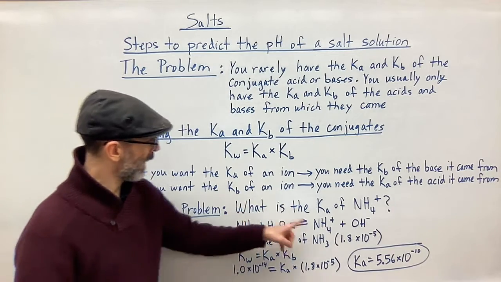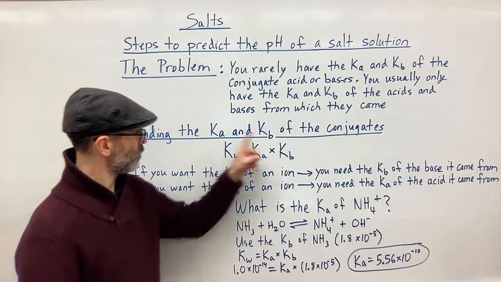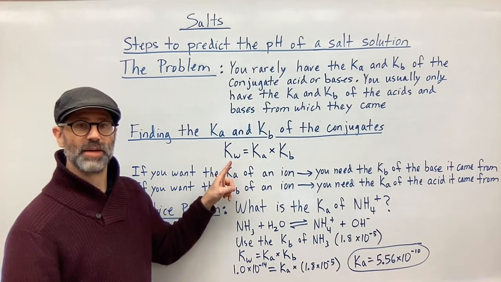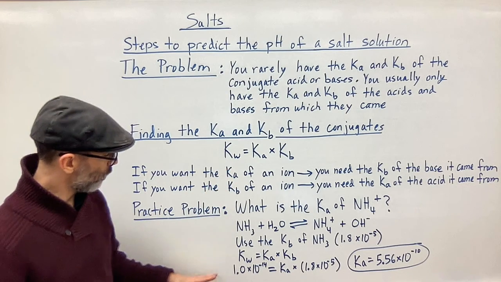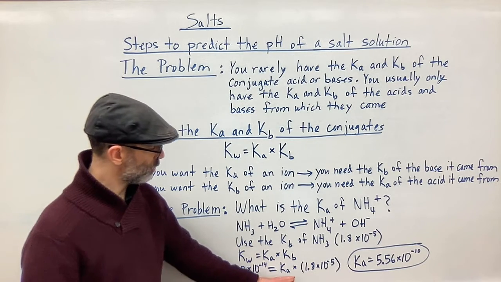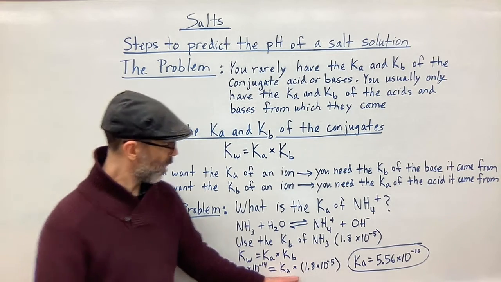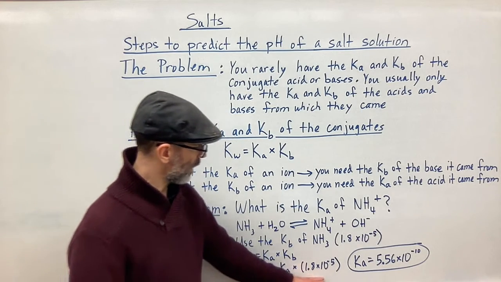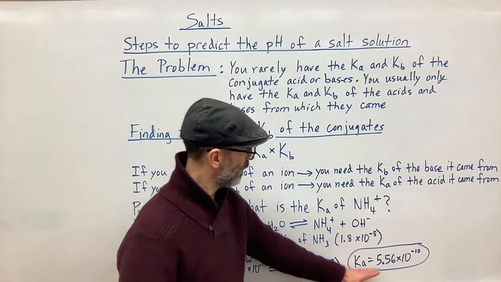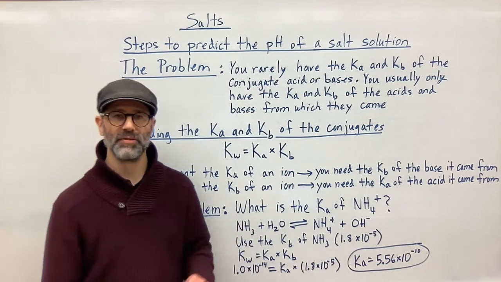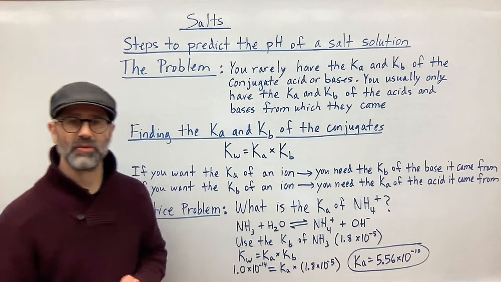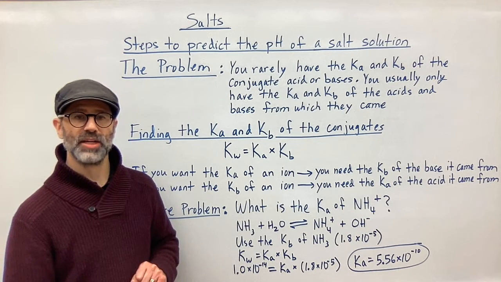So if we want the Ka of our conjugate acid, we use this equation. Kw we should know is 1.0 times 10 to the negative 14. So we plug that into our equation. 1.0 times 10 to the negative 14 is equal to the Ka of our conjugate acid multiplied by the Kb of the base that it came from. And then we calculate and we get the Ka is equal to 5.56 times 10 to the negative 10. So that is how you find the Ka of this conjugate acid.